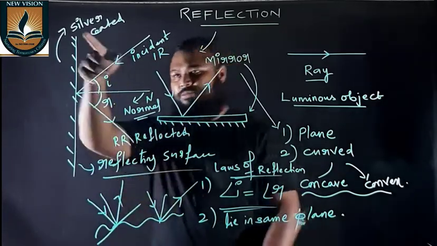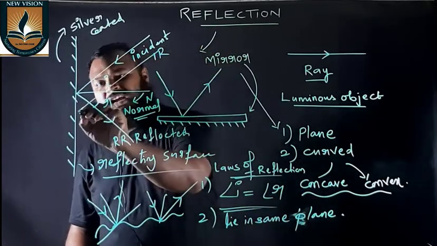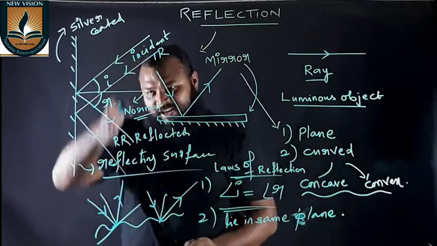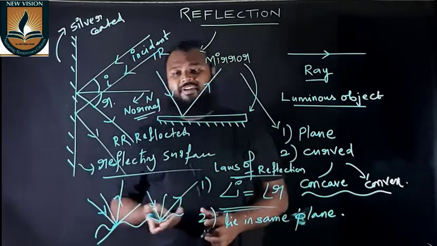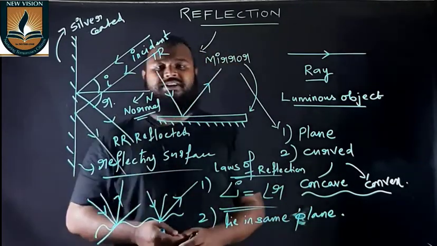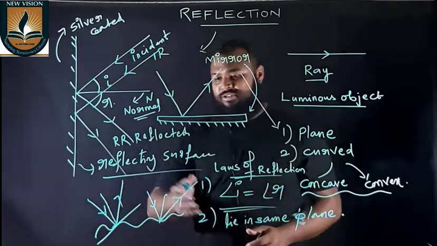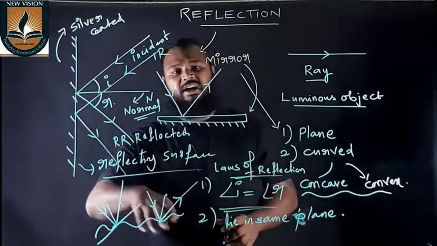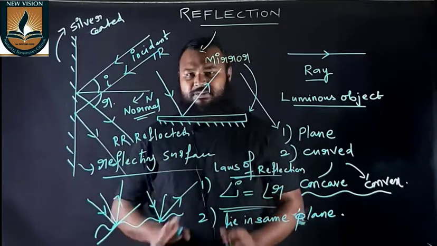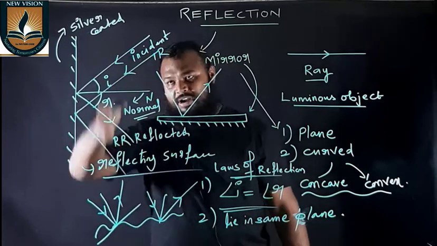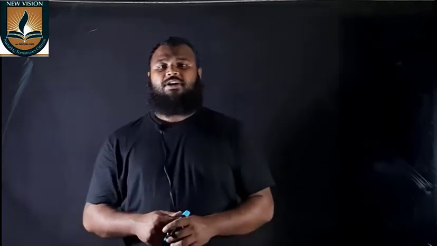Because see, you take a smooth surface like this. Now again I take another incident ray, this is the reflected ray. Look at this one, this is symmetric. So this symmetric reflection is called regular reflection, and this asymmetric reflection is called diffused or irregular reflection. So there are two types of reflection, but we study this one, which is reflection on a regular or plane surface.